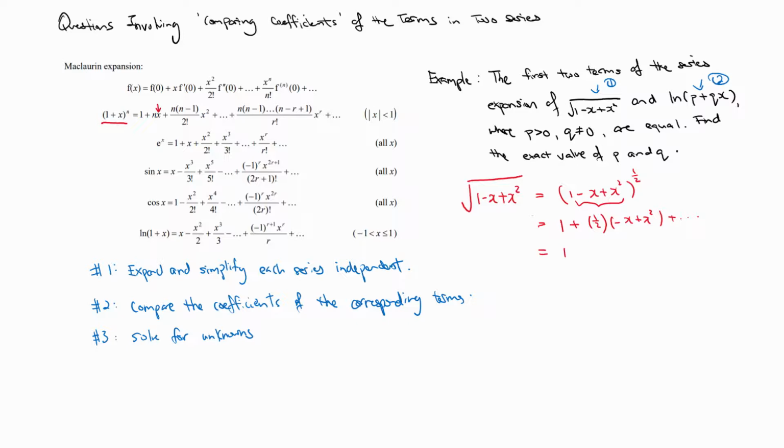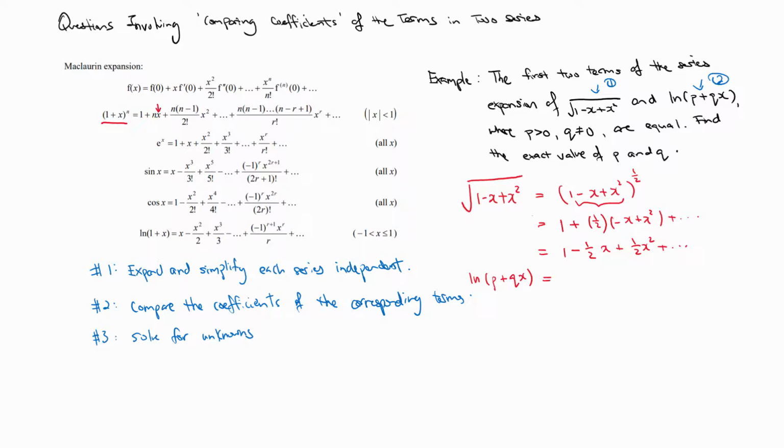This will be 1 minus half x, minus half x plus half x squared plus dot dot dot. In that case, since we just need the first two terms, we can ignore the third one, right? But I'm just going to leave it there. Now, let's move on to the ln(p + qx). So we have ln bracket p plus qx, all right?